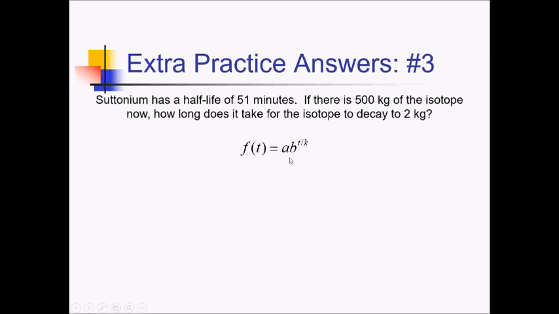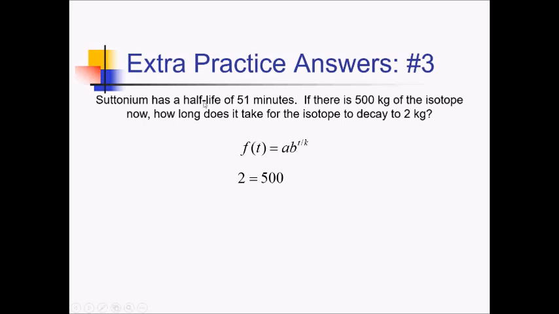So we're solving in this case for the t value. We want to know, again, how long. So that means we have to find values for the other 4 things that we don't know. So f of t, that's the target amount. That's how much you have left over, essentially. We want to know how long it takes to decay to 2 kilograms. So 2 is the f of t value here. A is what we're starting with. That would be the 500 kilograms we initially have. B, that's what we're multiplying by each time.